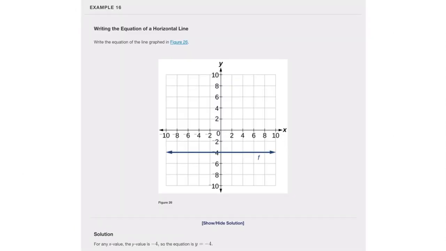Right, and so, yeah, we put f of x equals -4, or this is the same as y equals -4.